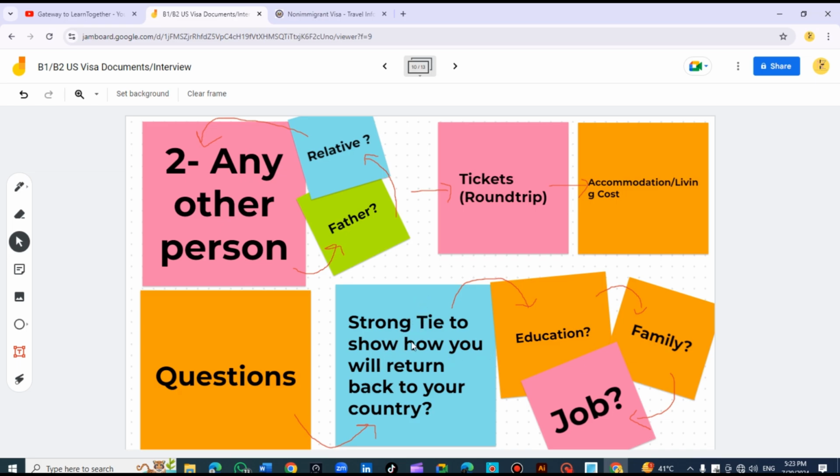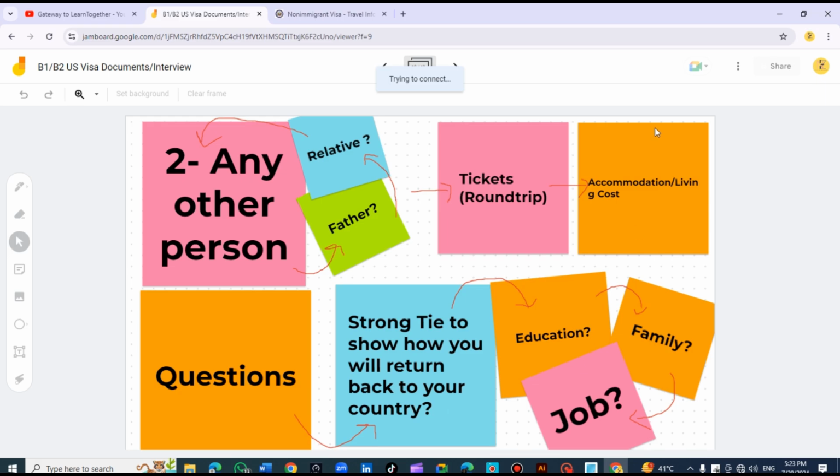But of course, in the interview, other than some common questions like your general information, your full name, your personal information, and when you are supposed to travel to the US, this will also be the main question for them to stick to, and they will try to figure it out.